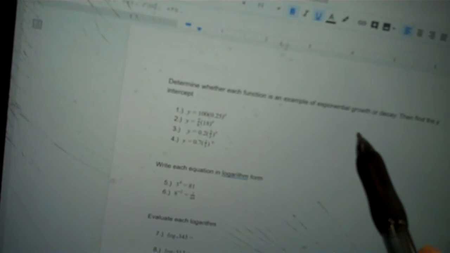Okay, here's the first document I shared with you. It's just got problems where we were working on before we left for this hiatus. It says determine whether each function is an example of exponential growth or decay, then find the y-intercept.